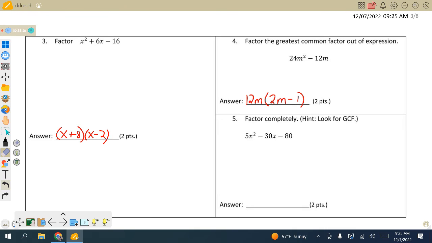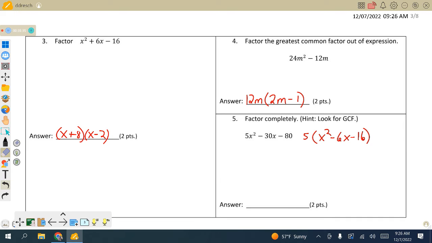Look for GCF. Okay, here's where the mistake happened for some of you. You brought out the 5, which is exactly correct. X squared minus 6x and minus 16. Some of you did not divide correctly. It wasn't 16. And if you did not get 16 there, then you were not going to factor this at all. Okay? Then some of you stopped right there.